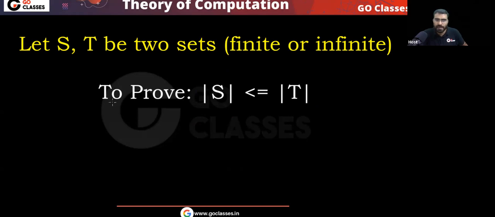Please tell me. If you want to prove that set S cardinality is less than or equal to set T cardinality, what will you do? You can create an injection from S to T. Yes or no? So this is your method number one: create an injection from S to T.